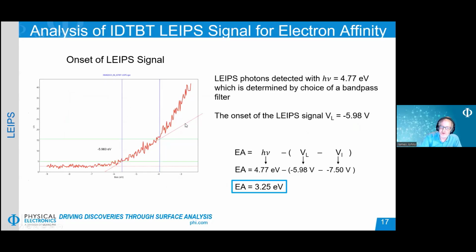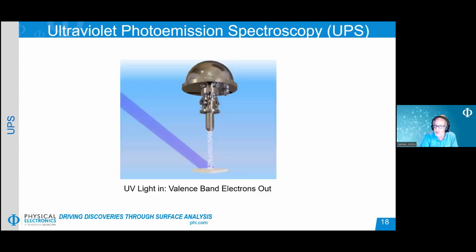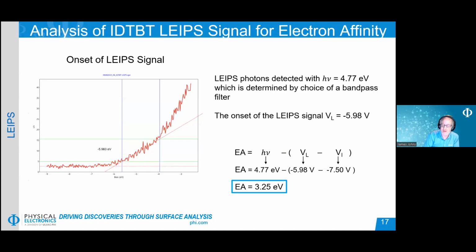We use the pretty familiar tangent slope method, right? So we just see where the slope of this tangent line intersects the background near the end here. To find that onset voltage, we plug that into our formula and we get an electron affinity of 3.25 electron volts. And this exactly matches what we expected from other techniques and other measurements on similar samples. So that's it. It's a pretty straightforward experiment once you understand how it works.